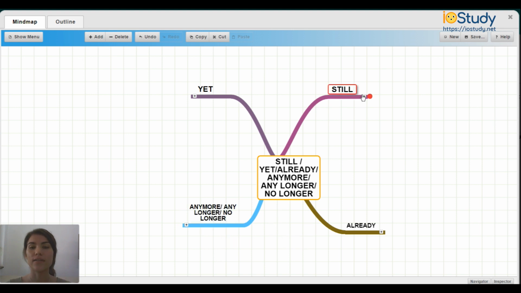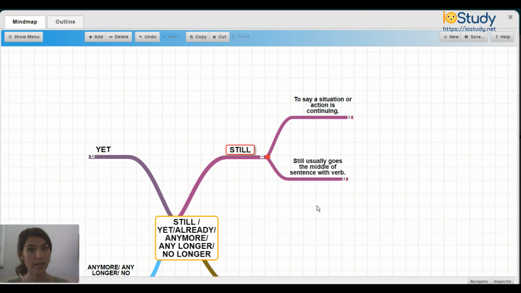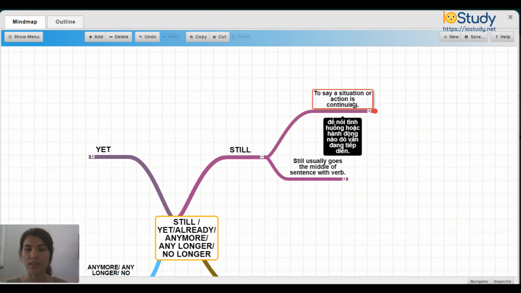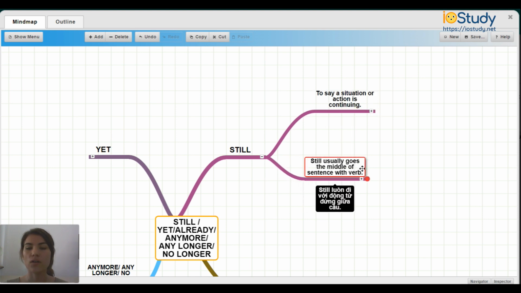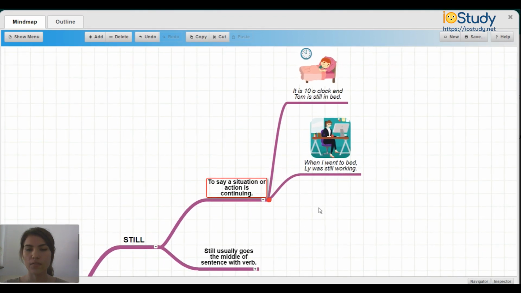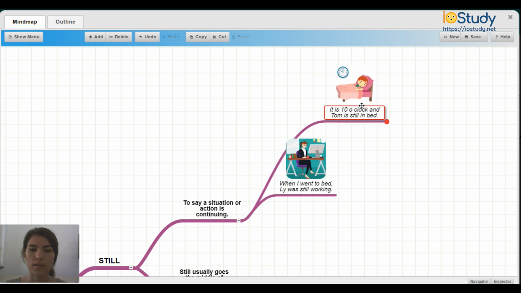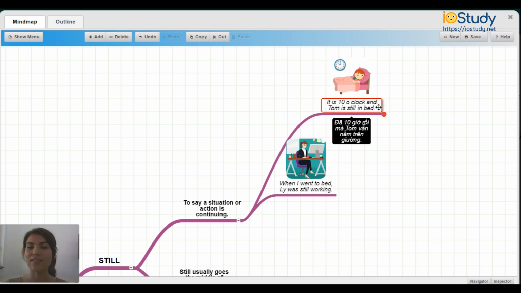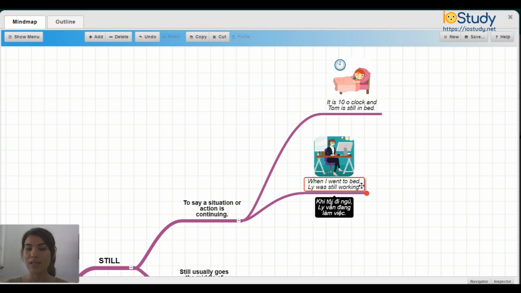So we can start with still, learning when to use still correctly. We use still to say a situation or action is continuing, and still usually goes in the middle of a sentence with a verb. For example, it is 10 o'clock and Tom is still in bed. And when I went to bed, Lee was still working. So in both of these sentences, we're using still to say a situation or action is continuing.